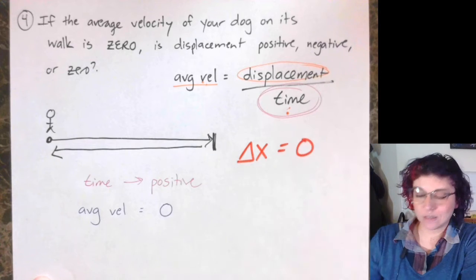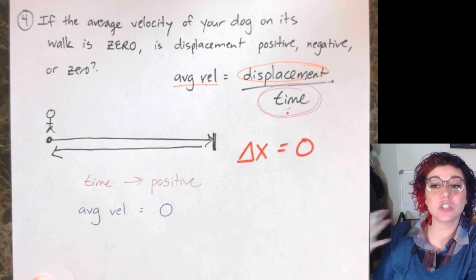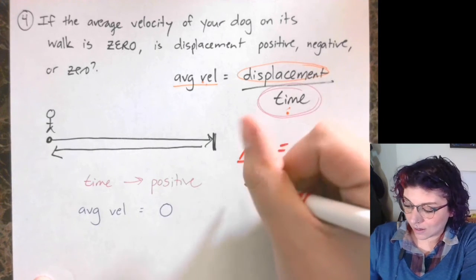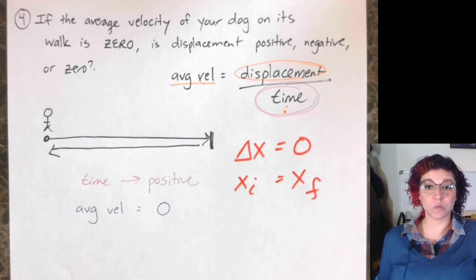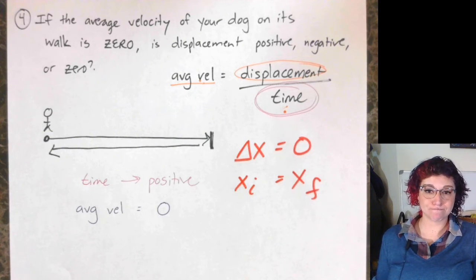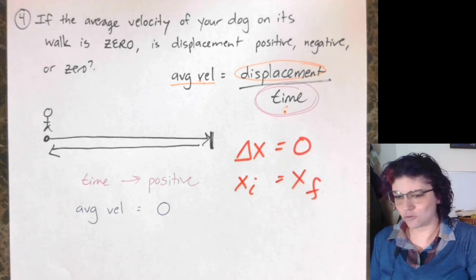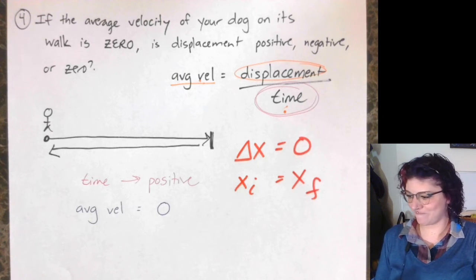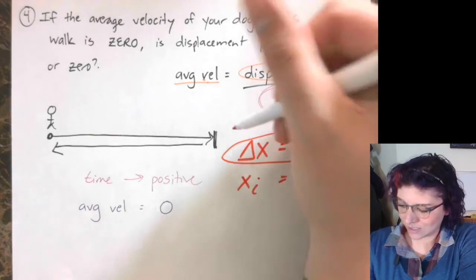Delta x is 0. Change in the displacement, the change in position is 0. Where I started was where I ended. Okay. So we just figured out displacement here. Ooh, we just answered our question. We know that displacement is 0.